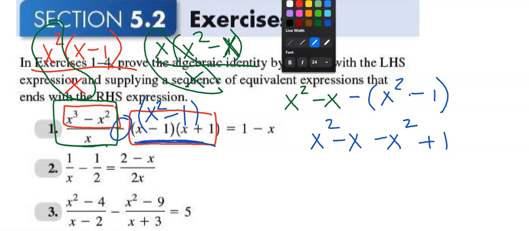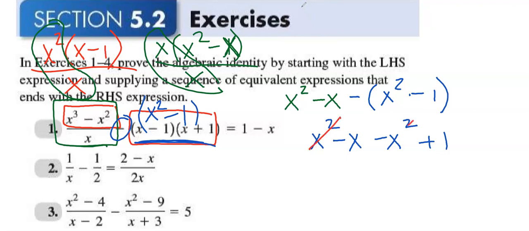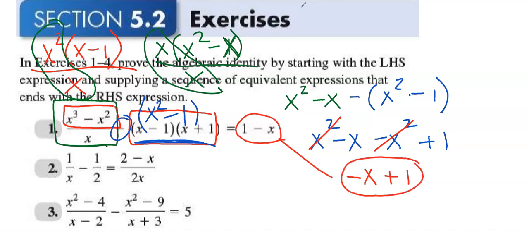All right, now what? The x squareds cancel out, and we're left with negative x plus 1. Are these two things the same? Yep. They're trying to be all tricky because they reversed it. Yeah, we're not falling for that. We know better than that.